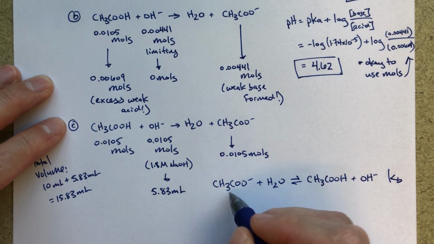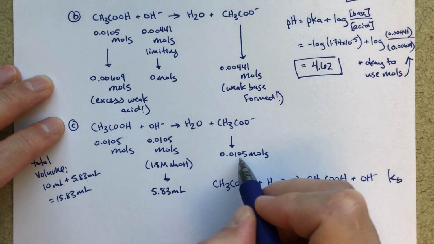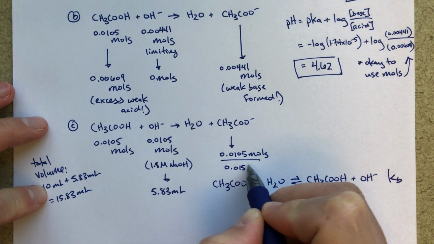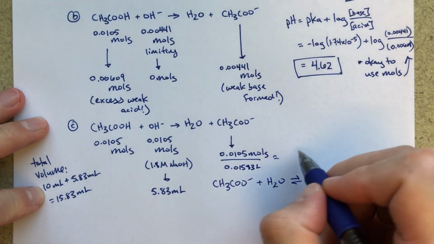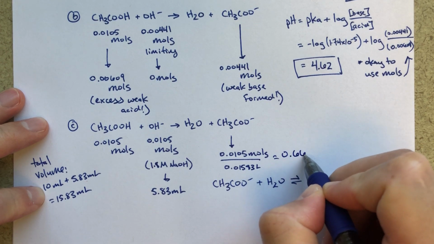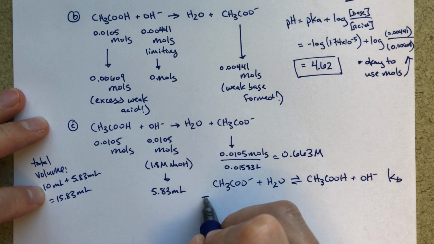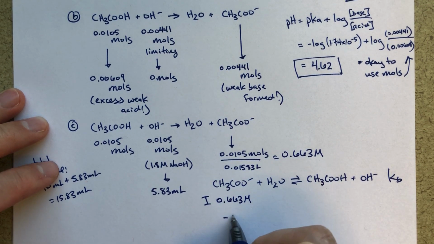But we need to know what our initial concentration is here. The way that we're going to get this initial concentration is from the number of moles divided by the total volume. That's why it's important to be able to figure out what that total volume is, because we need to know what the concentration is. 0.663 molar is our initial concentration that we'll then plug in here, 0.663 molar minus X.